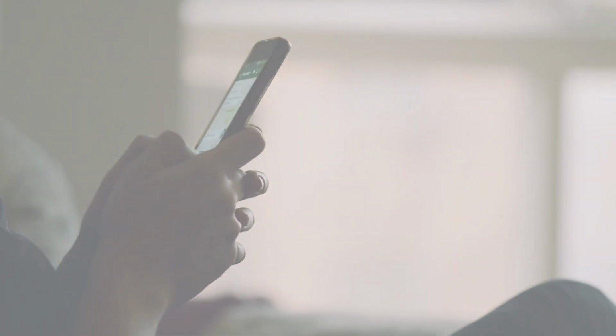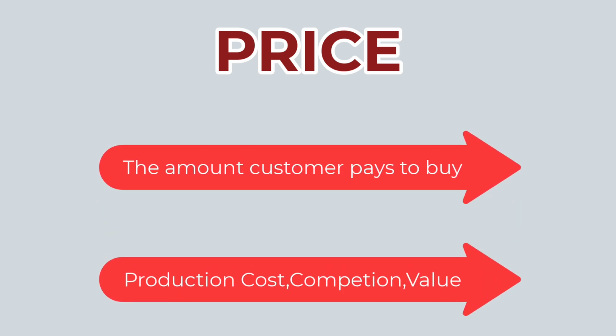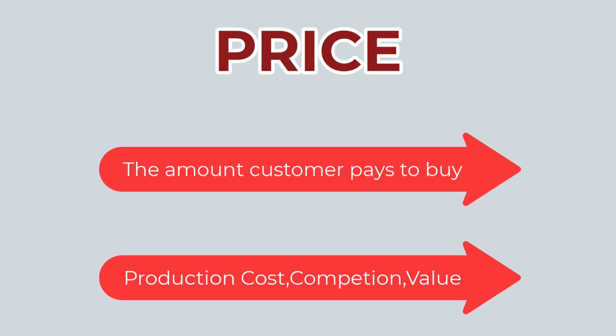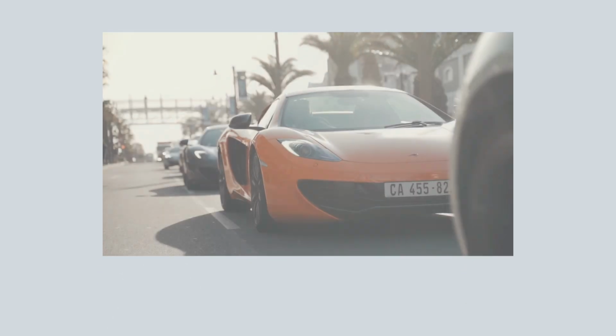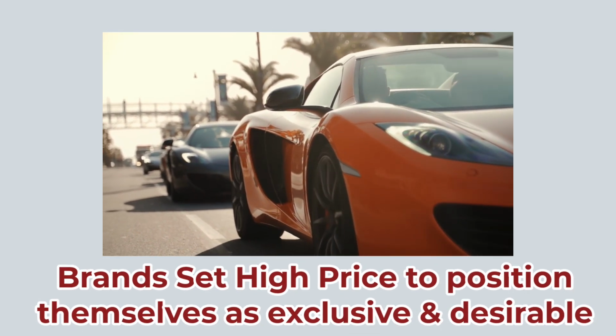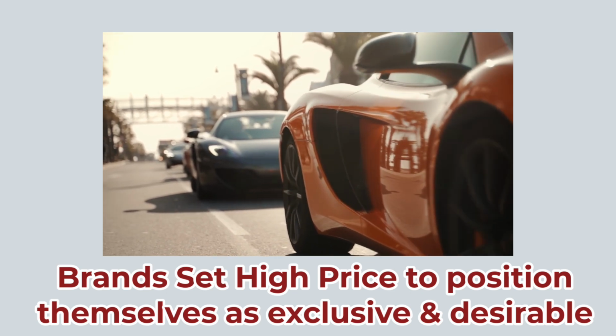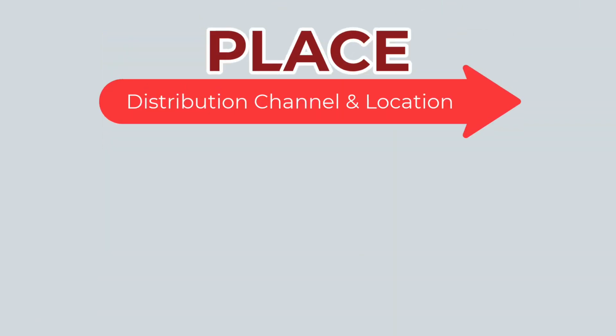So the second P is price. Price represents the amount of money customers are willing to pay for the product or service. Pricing involves considerations such as cost of production, competition, target market's affordability, and perceived value. An example is a luxury automobile manufacturer may set a high price for their vehicles to position them as exclusive and desirable.